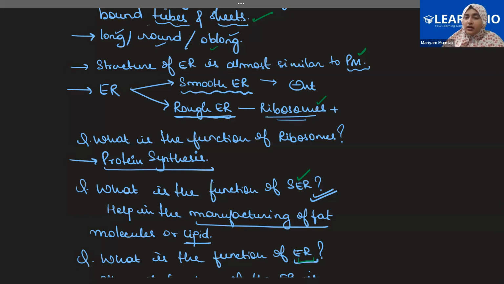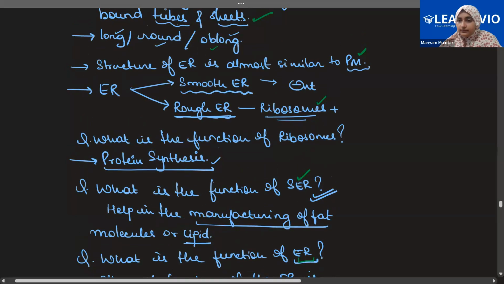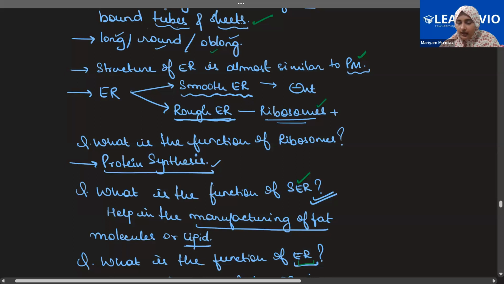Now, talking about the ribosome, what is the function of the ribosome? The function of the ribosome is protein synthesis. It synthesizes proteins. It makes proteins. It also carries out RNA, ribonucleic acid.